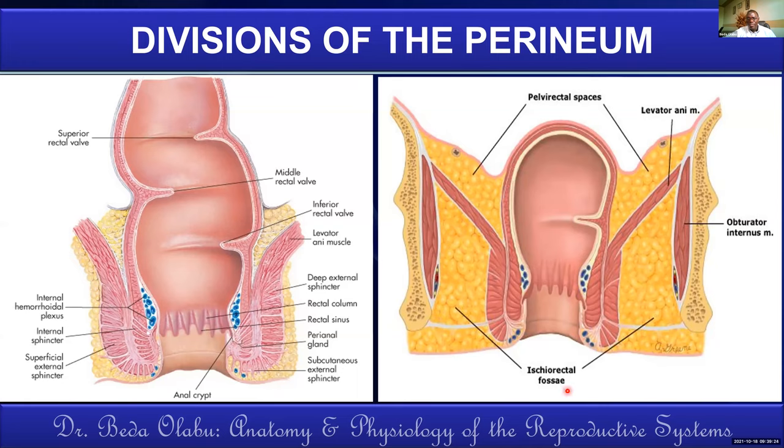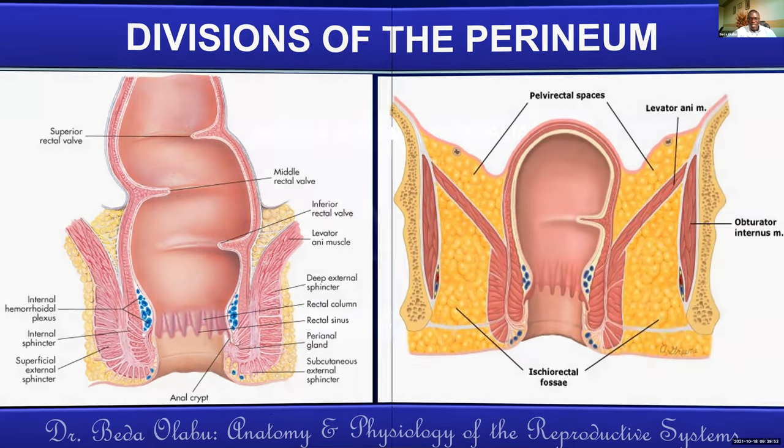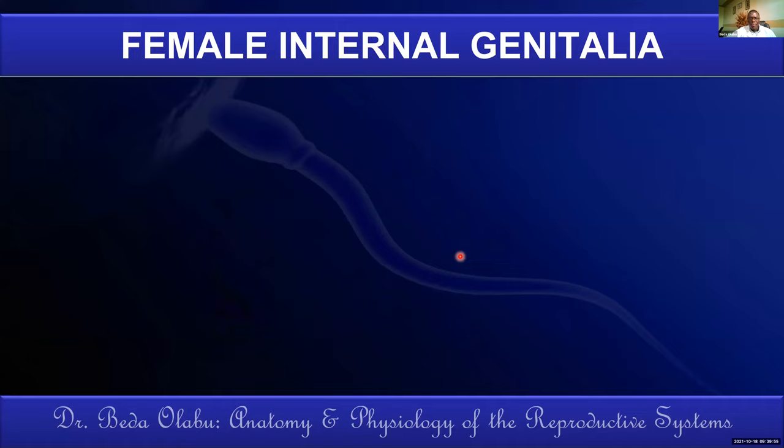It's usually filled with fat. The ischiorectal fossae are sites of accumulation of pus sometimes in what we call perianal abscesses, quite common. When you have infections around this region, you may have pus accumulating in that region. Those are perianal abscesses. So fair enough, that is the anatomy of the perineum. And so that summarizes what I wanted to say about female external genitalia. And remember, we took a detour to just talk about the perineum as well so that we clear the air.